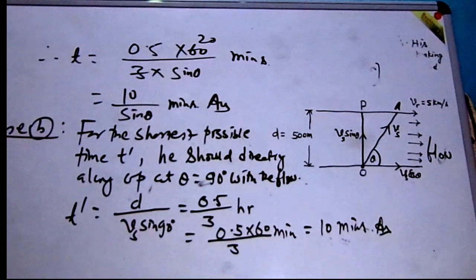Directly along OP at an angle of 90 degree with the flow it takes the shortest possible time but as the swimmer heads at an angle theta with the flow it takes the more time which is equals to 10 over sin theta. It is so because only vertical components of Vs acting at an angle theta leads the swimmer to cross the river. Thank you very much.